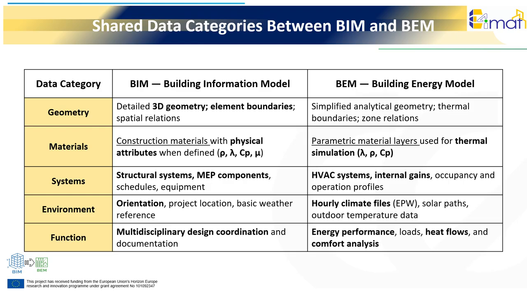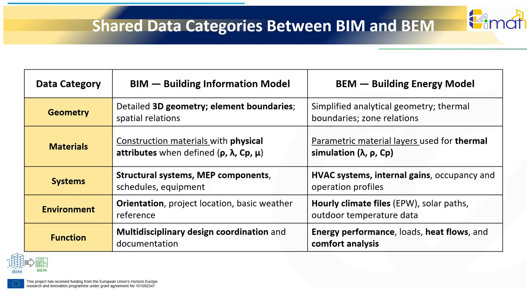Both also depend on material information, though in different forms. BIM may include physical attributes, such as density or conductivity, when these values are defined. BEM requires parametric thermal properties, because these directly determine energy performance. When it comes to systems, BIM handles structural elements, MEP components, and schedules used for coordination. BEM focuses on HVAC systems, internal gains, and operational profiles, because these variables influence thermal loads.